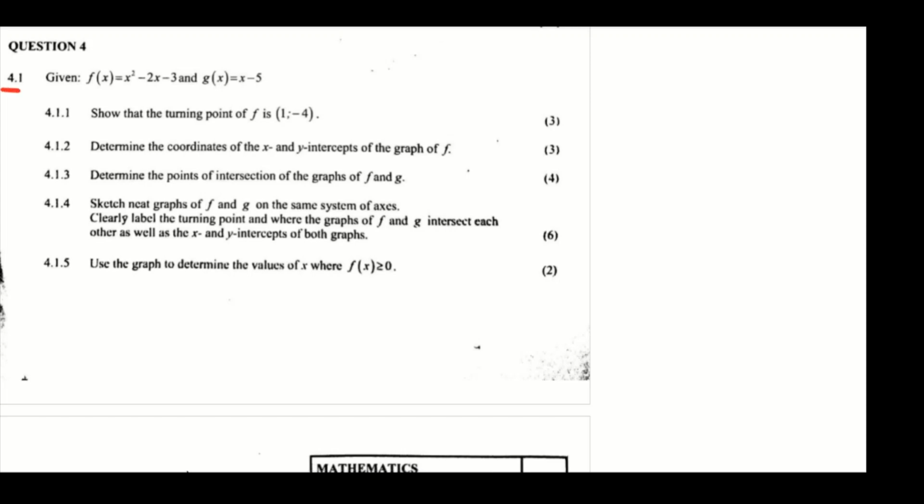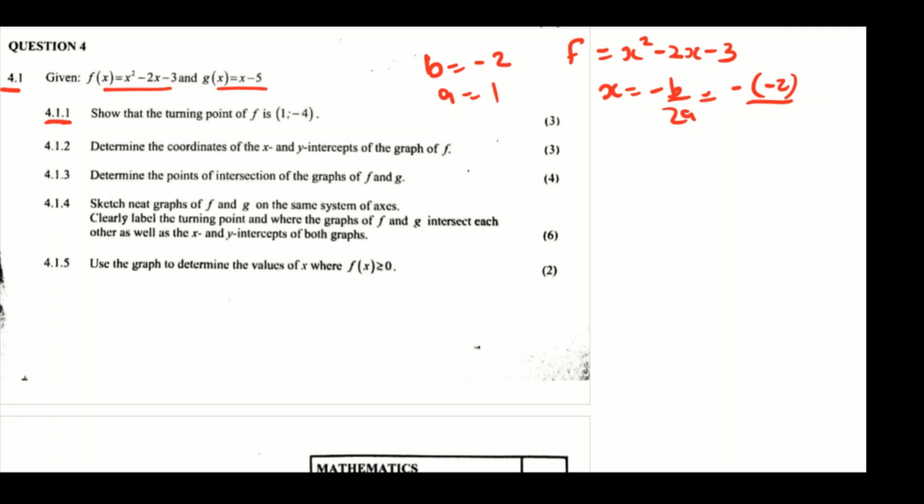So now we are given 4.1 and we're given this f of x and the g of x. F of x is a parabola, and g of x is a straight line. We are asked to find the turning point of f. So f of x equals x squared minus 2x minus 3, and to find the turning point, x equals minus b over 2a, where b is minus 2 and a is 1. So we substitute minus minus 2 over 2 into 1, so my x is equal to 1, basically.